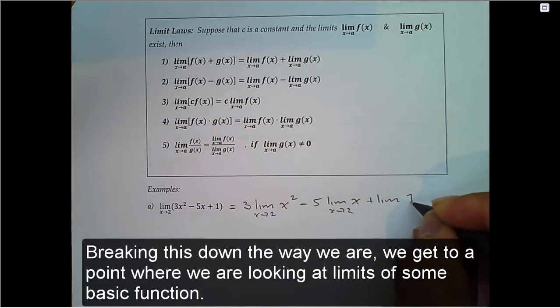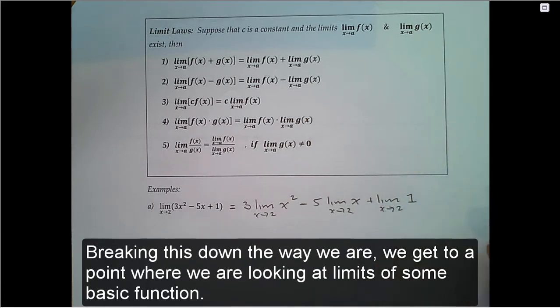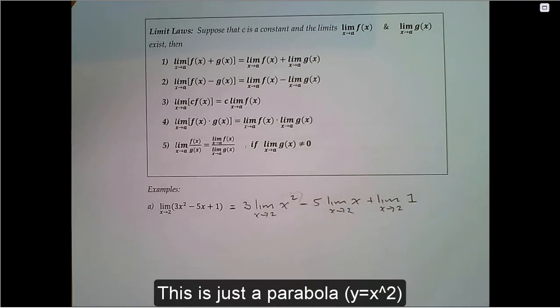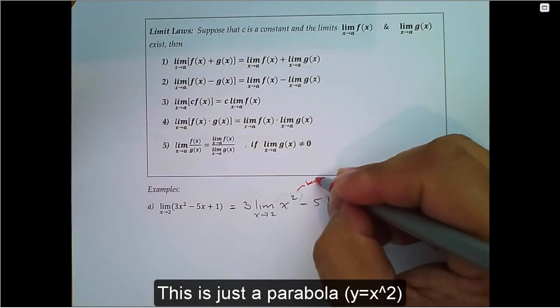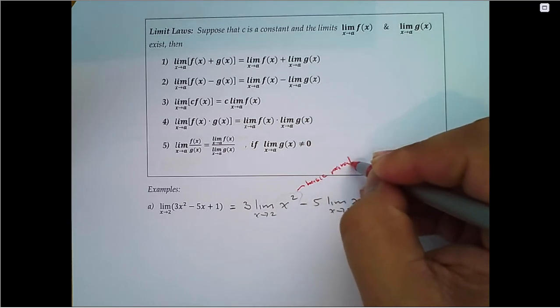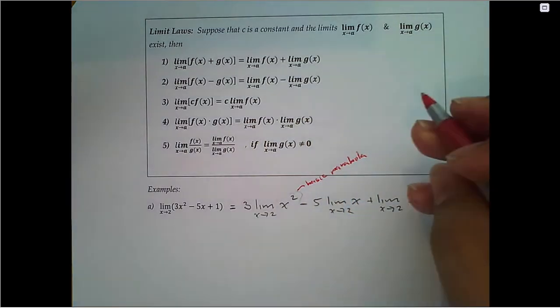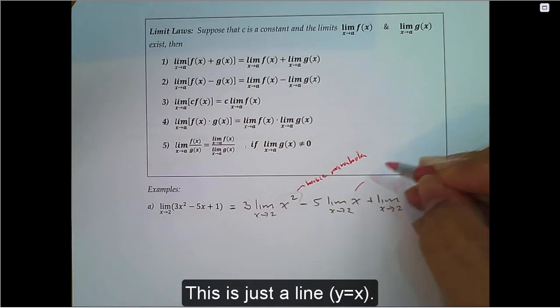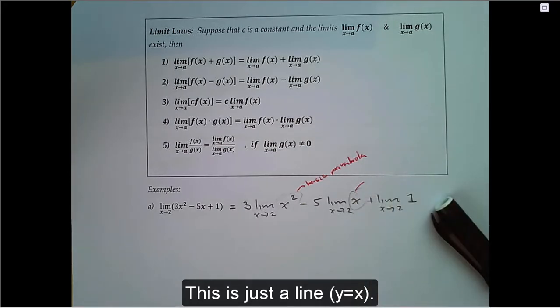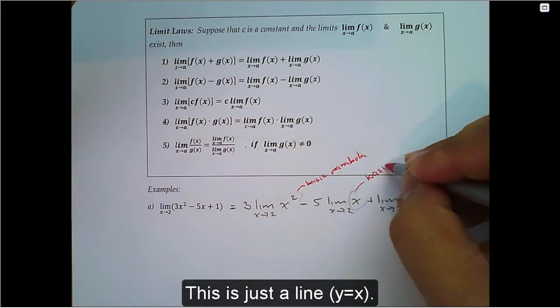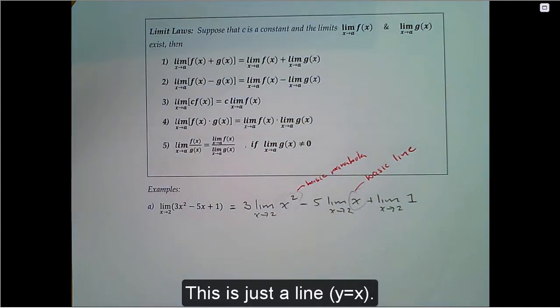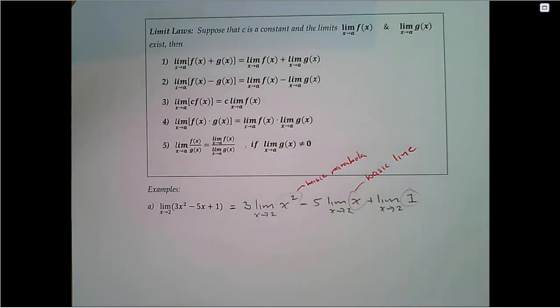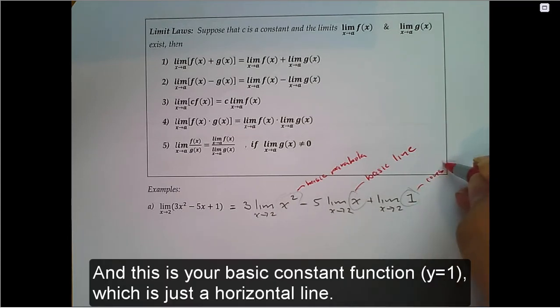Breaking this down the way we are, we get to a point where we're looking at limits of some basic functions. This is just a parabola, y equals x squared. This is just a line, y equals x. And this is your basic constant function, y equals 1, which is just a horizontal line.